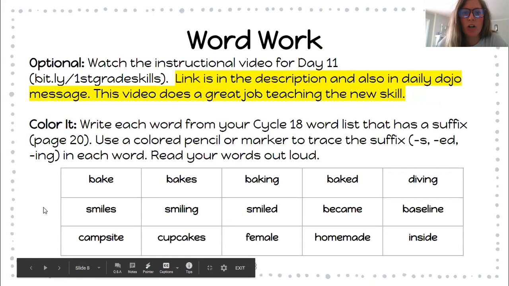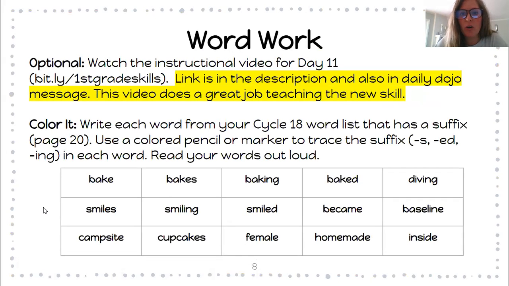All right, so your word work, your video goes over, it's going to teach you your new skill. This video is awesome. It is so good. The woman who created it did a fabulous job, and you'll notice that it's just like the lessons that I do with you at school. So please, please, please, I recommend you watching this video. It's so good.